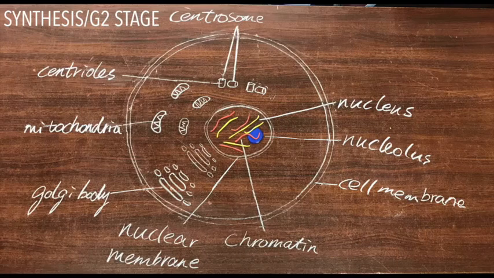Synthesis and G2 stage. During synthesis, the chromatin inside of the nucleus is replicated. Then, in G2, also considered late interphase, the cell finally grows to its maximum size, as well as synthesizes more structures in preparation for cell division.